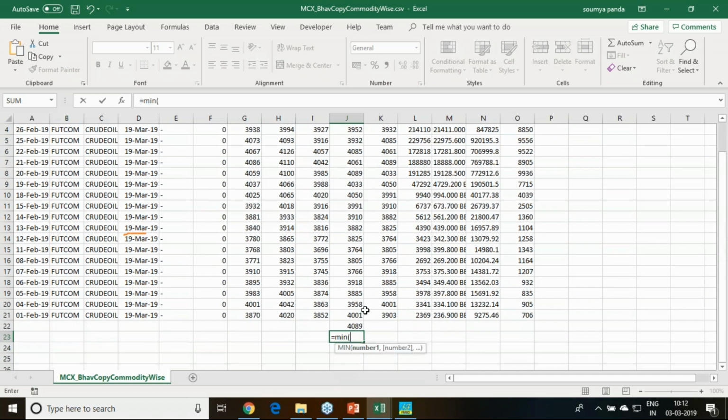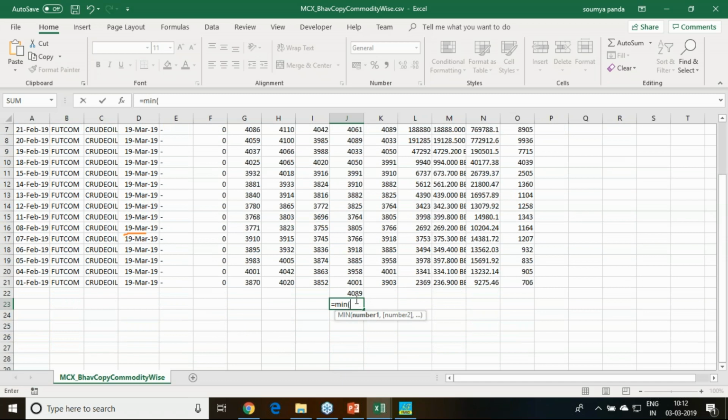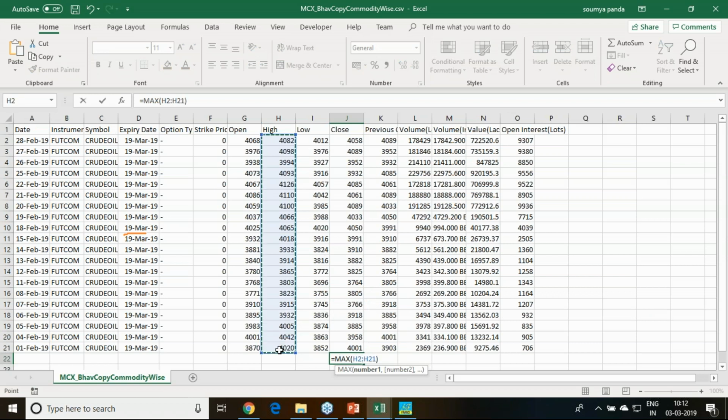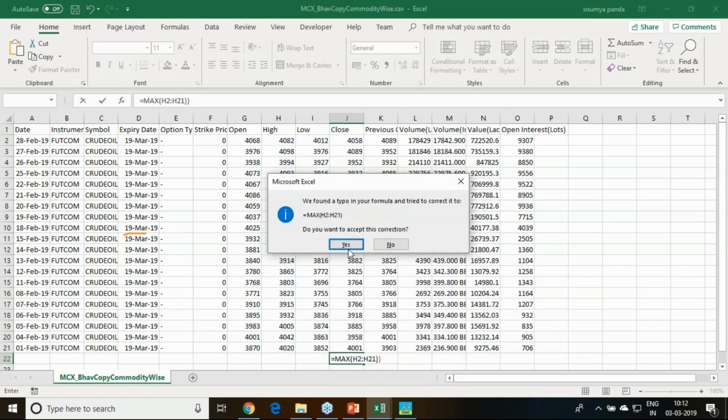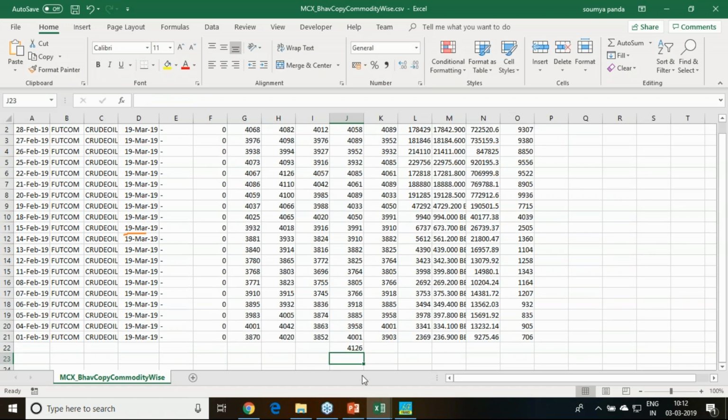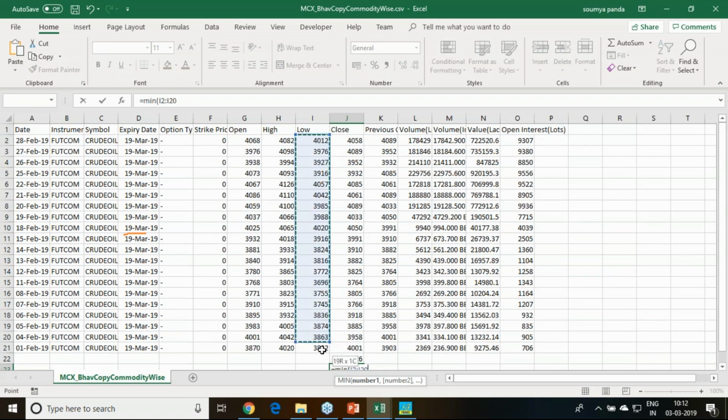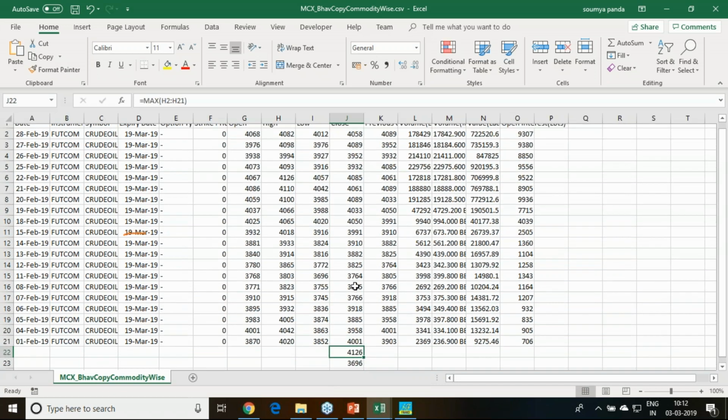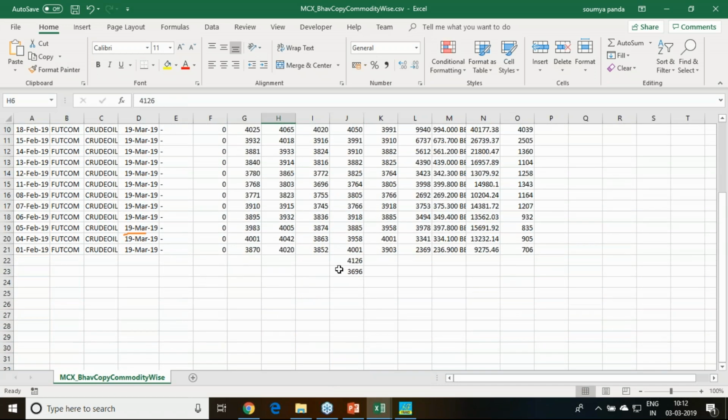Sorry, this is also wrong. Max should not be from the closing, it should be from the highest it has gone. So I want max highs and min lows. Not from closing, this should be from high and low. Fine. So 4126, when has it happened? Here, 22nd Feb 2019. This is the date.